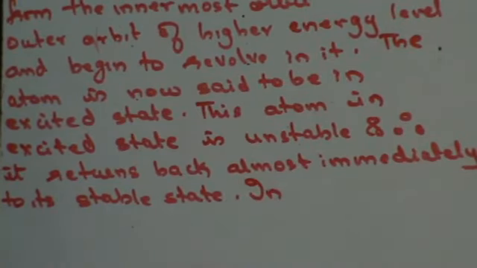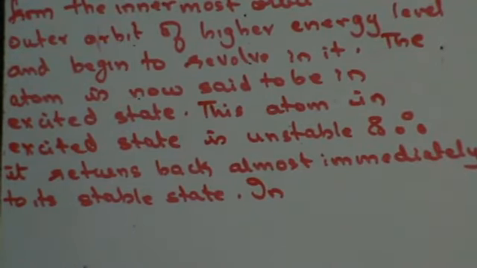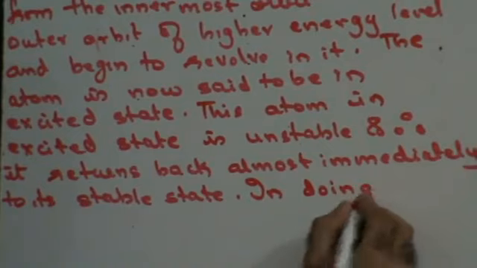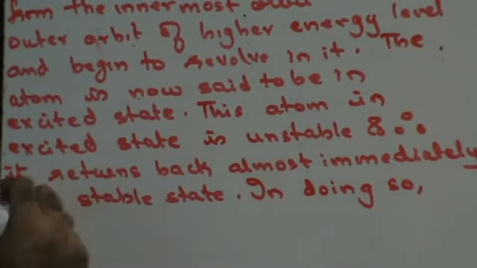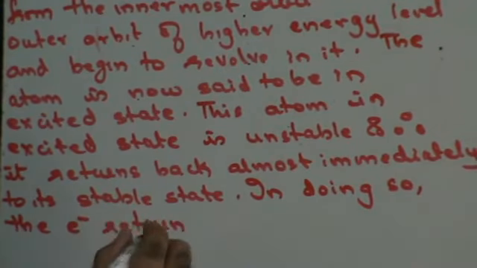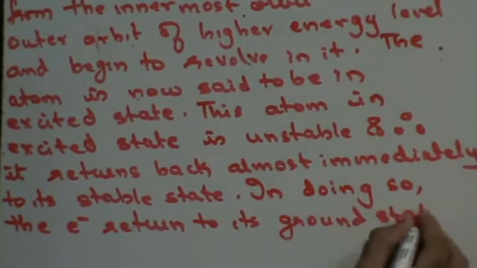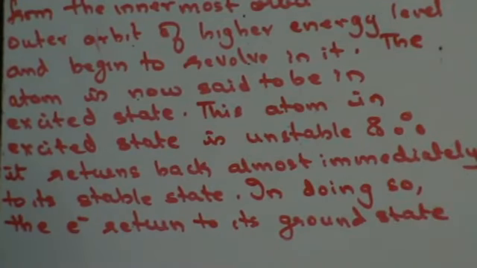In doing so, the electron returns to its ground state in one or more steps. If energy is given out, that energy was stored in that electron which had jumped to a higher energy level. If energy has to be given out, that energy which was stored in the electron at high energy level is going to be given out, and the electron is going to be pushed back to the ground state. So I can say that in doing so, the electron returns to its ground state and starts revolving around the nucleus.